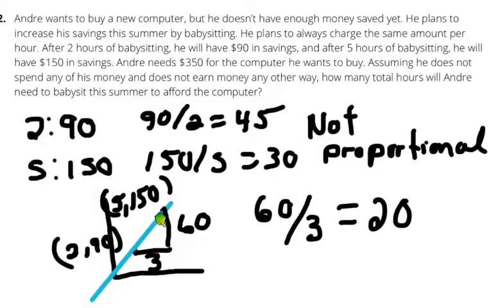Remember that it's rise over run. So the rise from 90 to 150 is 60. Notice I'm looking at the y coordinates. And the run from 2 to 5 is 3. If I divide rise by run, 60 divided by 3 is 20. That's how much he earns, since it says he always charges the same amount per hour. So he charges $20 per hour.